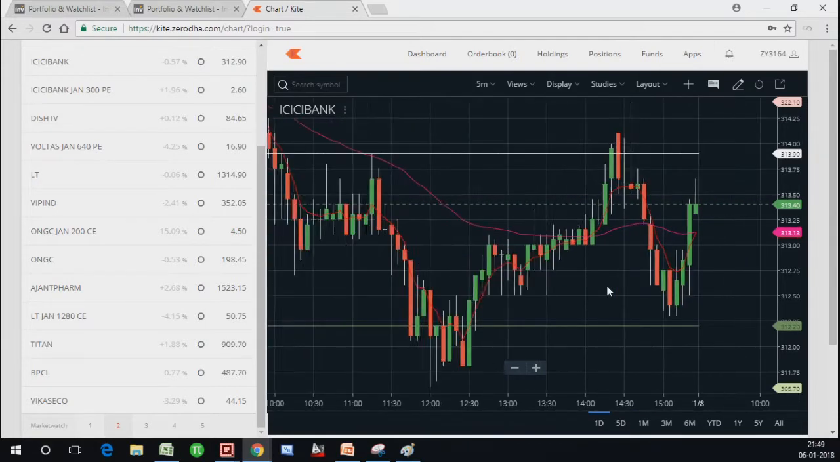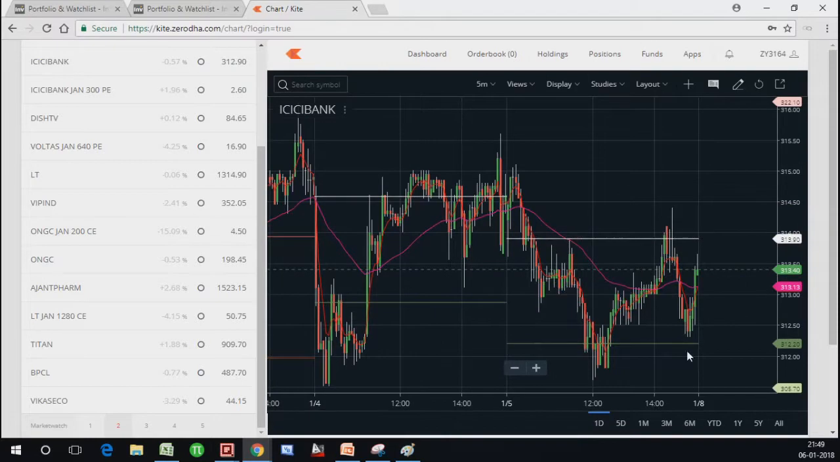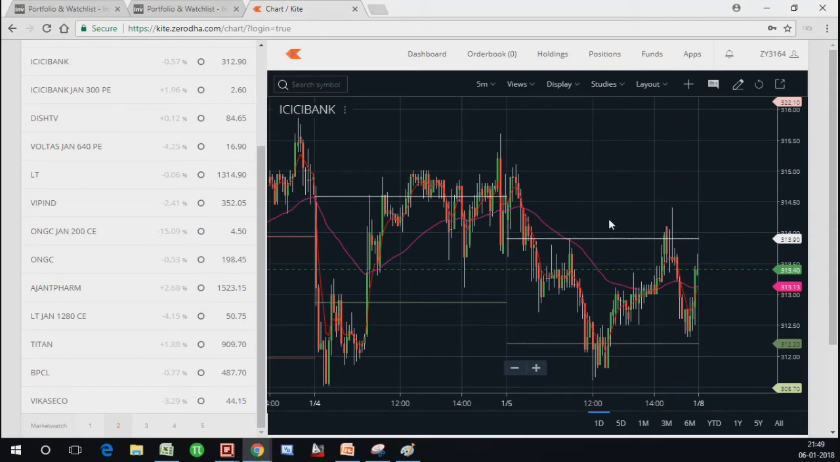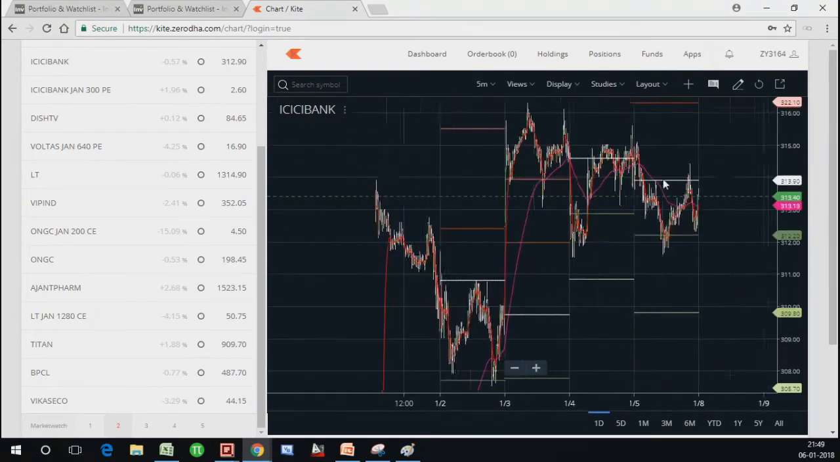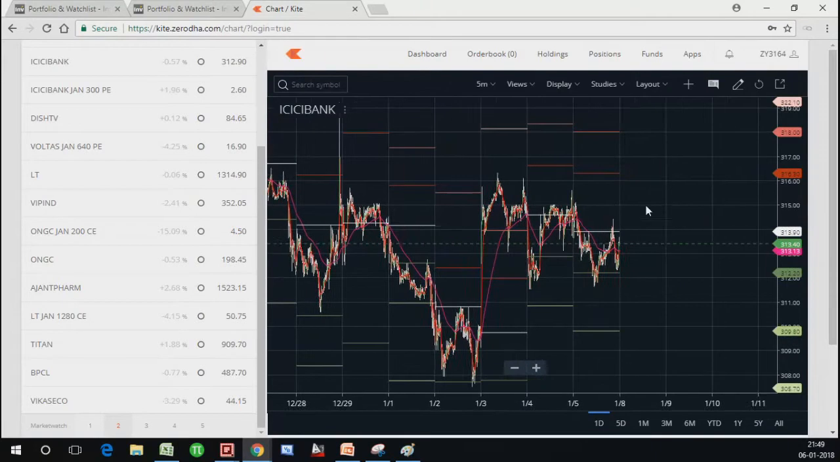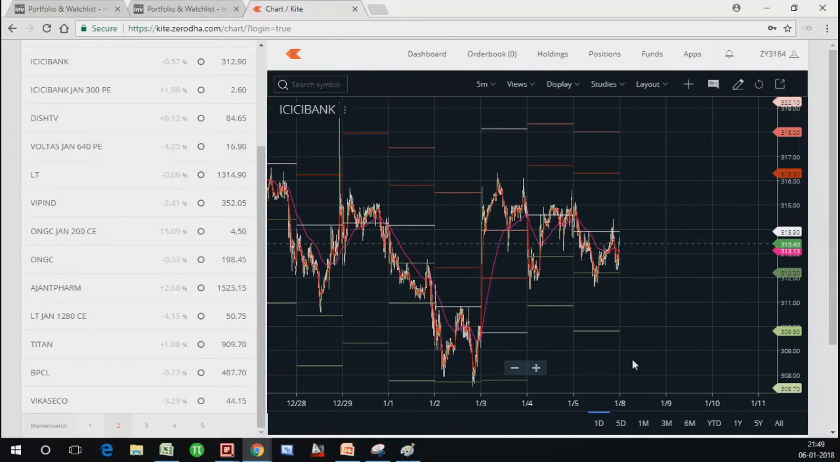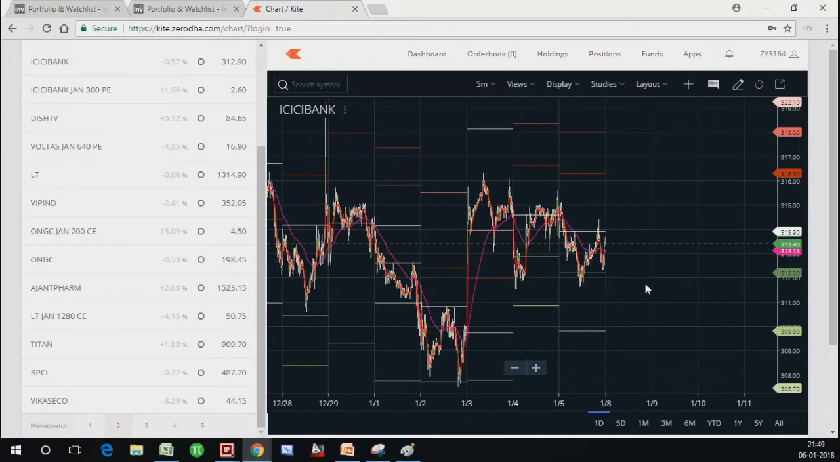So this is an ICICI 5-minute chart. If you see, I've plotted the pivot points, right? So pivot points, if you see, they are a group of 5. There will be more actually. The white ones are the pivots. Red are resistance 1, resistance 2, and support 1, support 2. There is an R3 also, but that is not important. It is really going way down based on the calculation.